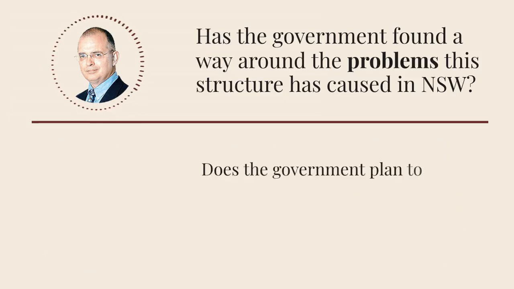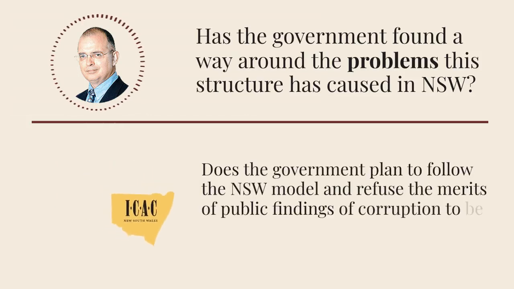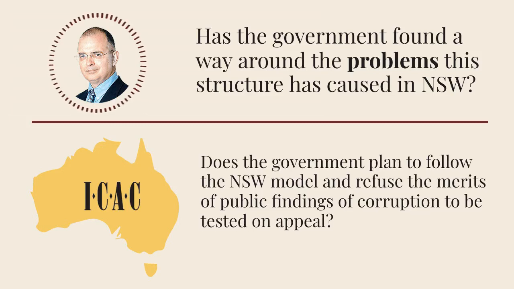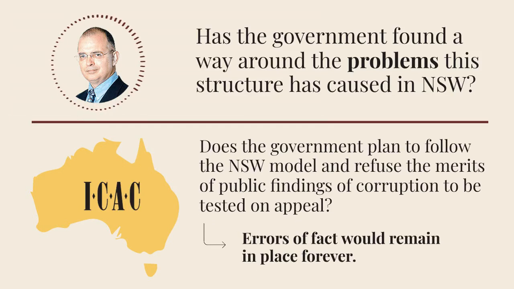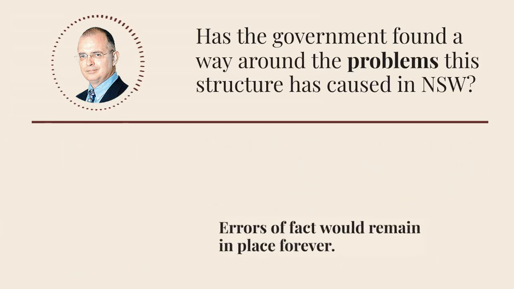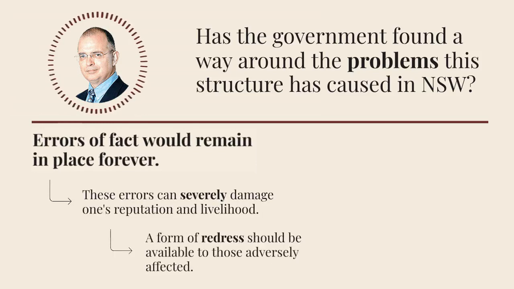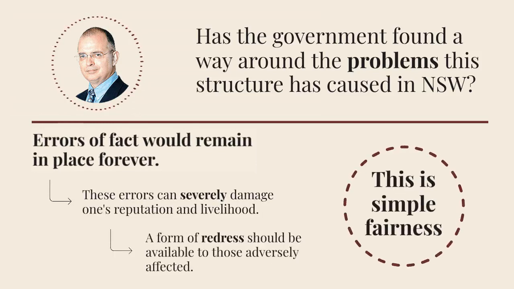Does the government, in other words, plan to follow the New South Wales model and refuse to allow the merits of public findings of corruption to be tested on appeal? If that is what emerges, it would mean the Commission's legal errors could be corrected, but errors of fact would remain in place forever. Like all human organisations, the new Commission would inevitably be subject to error. But if those mistakes infect a public finding of corruption, simple fairness requires that a form of redress should be available to those who are adversely affected.